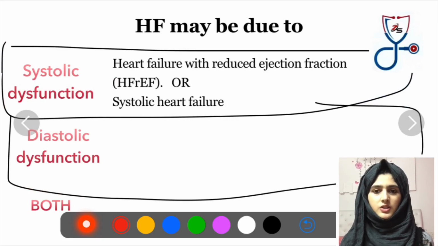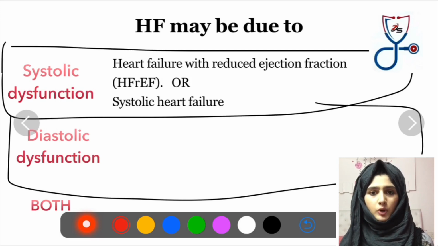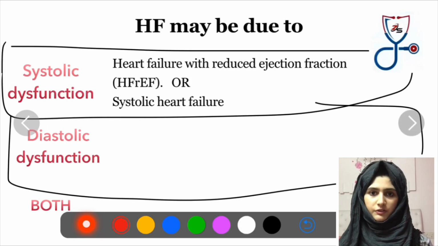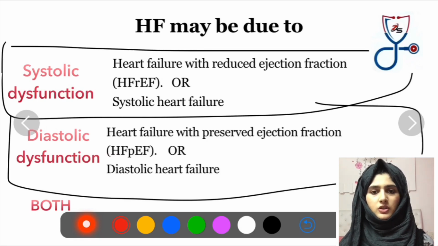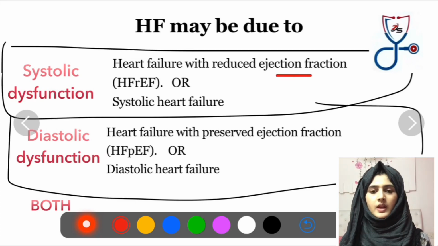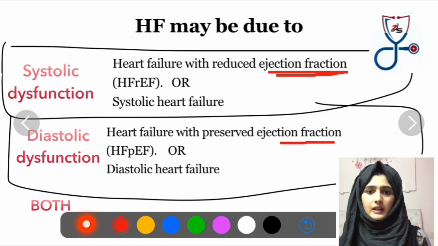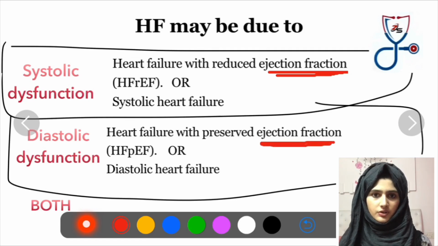Systolic dysfunction leads to heart failure with reduced ejection fraction. This is due to abnormalities in systolic function, so we call it systolic heart failure. Diastolic dysfunction leads to heart failure with preserved ejection fraction. This is due to abnormalities in diastolic function, so we call it diastolic heart failure. Now, ejection fraction is the measurement of the percentage of blood leaving your heart each time it contracts.